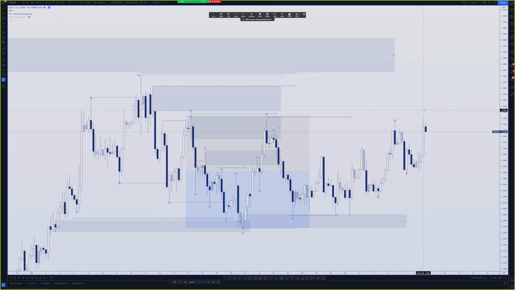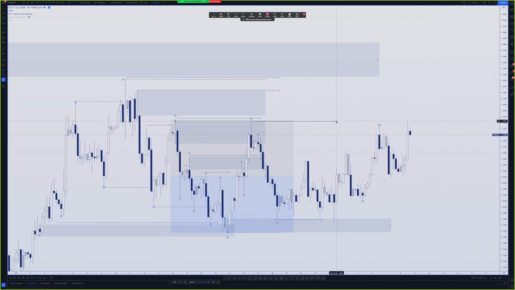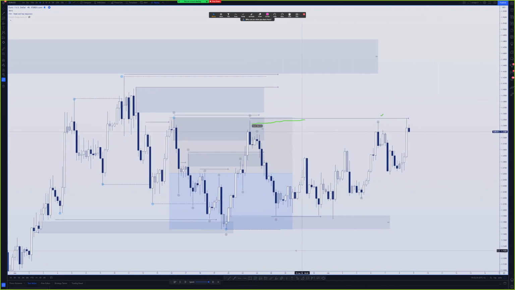I don't see a close out of it yet. So actually, we should pretty much remove this. We're just wicking it, wicking the high, continuing to build equal highs up here. You guys can see that. That's very clear equal highs. It's liquidity that's built up, right?